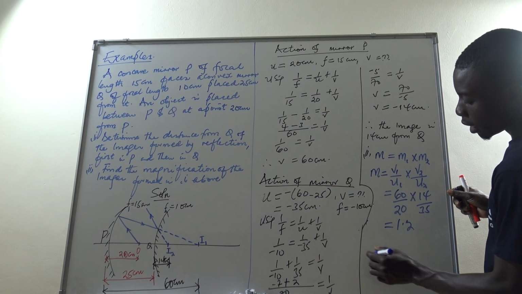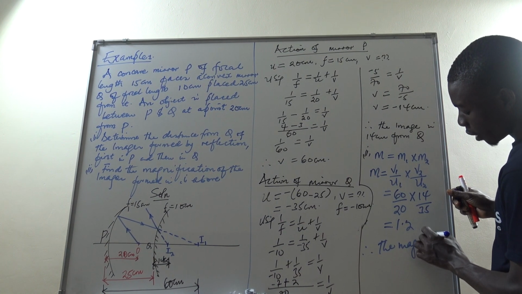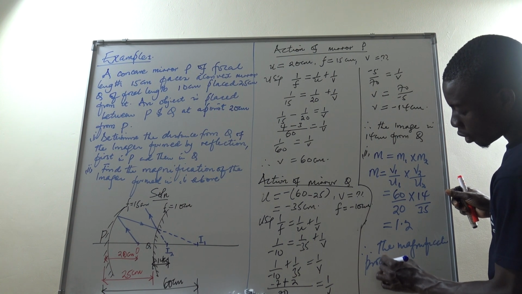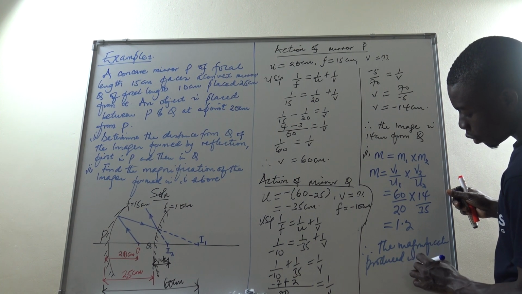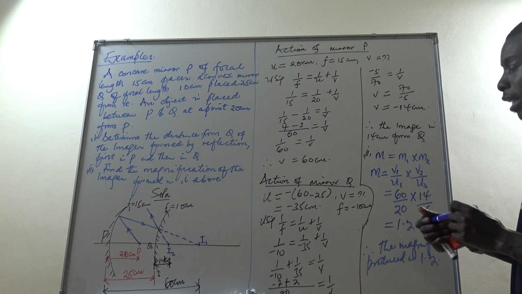And then I can say, therefore, the magnification produced is 1.2. So that is basically our magnification.